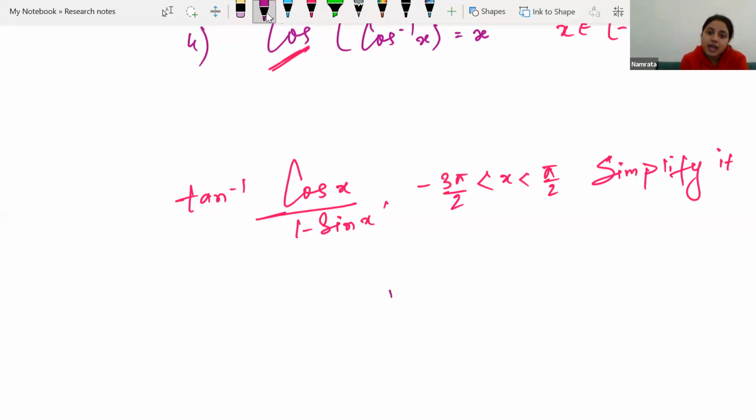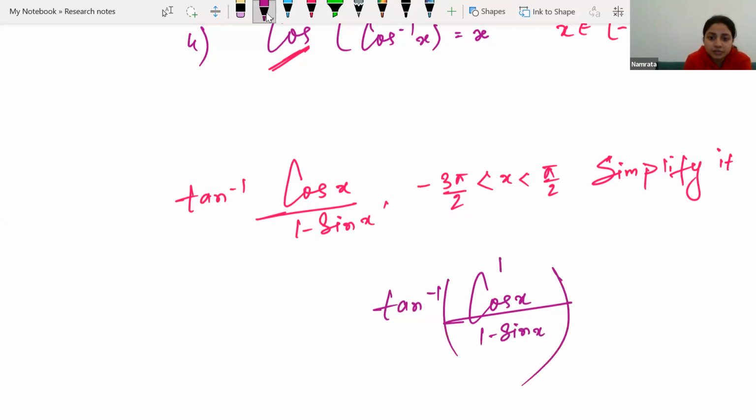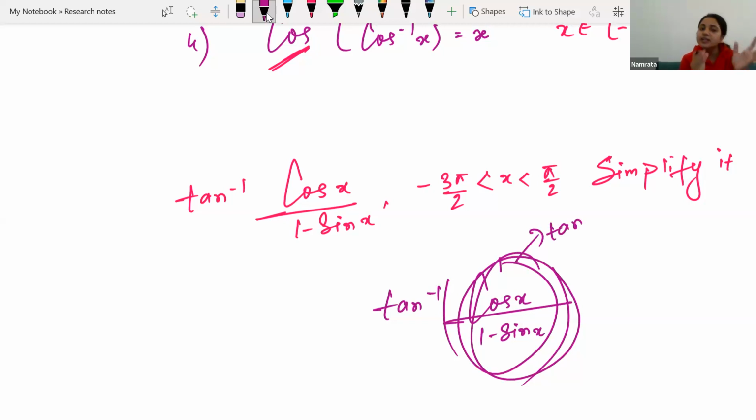Okay, so if we have tan inverse of cos x by 1 minus sin x, our motto is to convert this whole thing into tan. Then the tan inverse of tan will be only x, and we will get the answer. So we are trying to make it a tan. How can we do so?